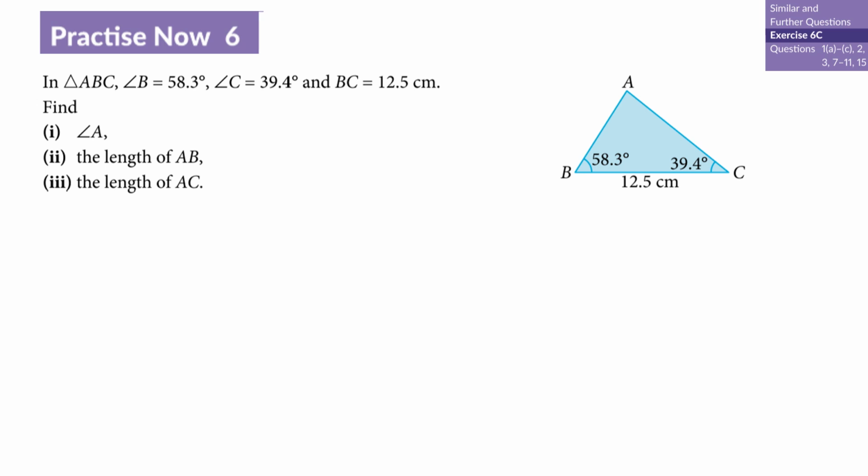Right, so if you look at angle A, basically it's just another angle in the triangle. And we all know that all these three angles will add up to 180 degrees, right? Sum of angles in a triangle equals 180. So basically, we don't even have to apply the sine rule yet. In part 1, we just take 180 minus 58.3 minus 39.4 to get our angle A, 82.3 degrees. And why do you think the first part is to find angle A?